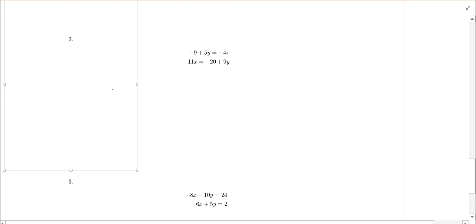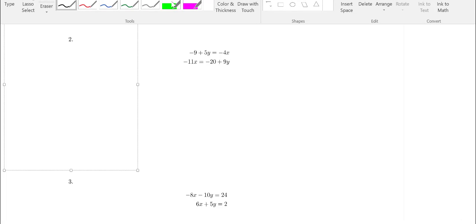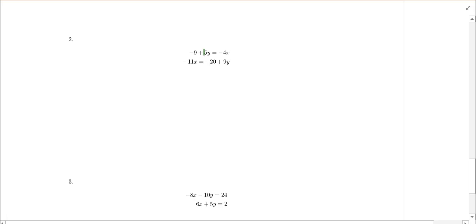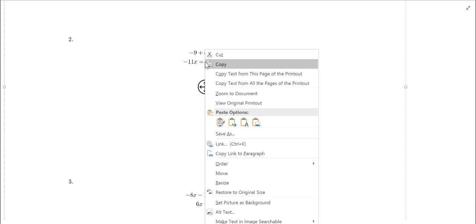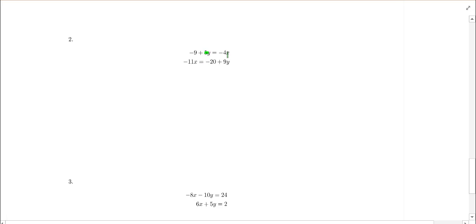Remember what coefficients are? The number in front of a variable, right? Here there's 5 in front of y. That is a coefficient. -4 is a coefficient, 9 is a coefficient, and -11 is a coefficient. If they have decimal points or fractions, you want to change them into integers. We don't have fractions or decimals here, so we don't need to go through that step.